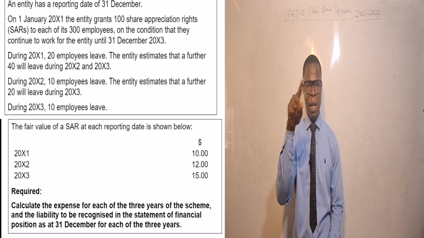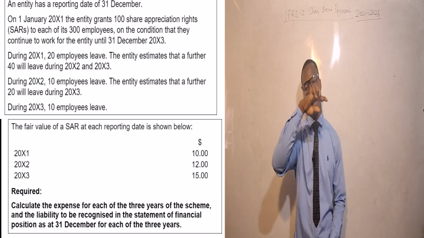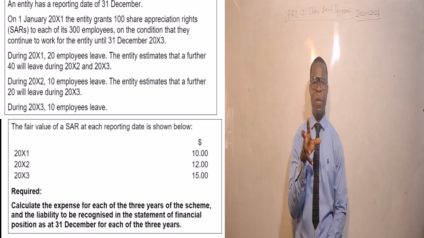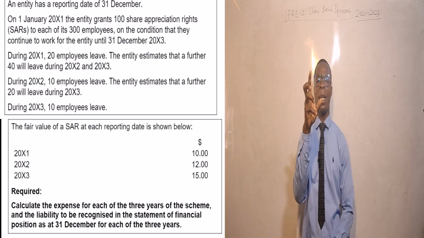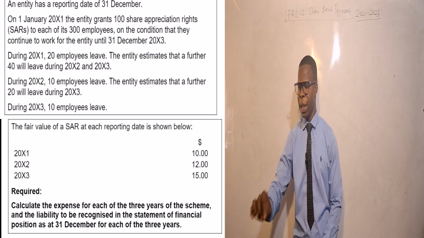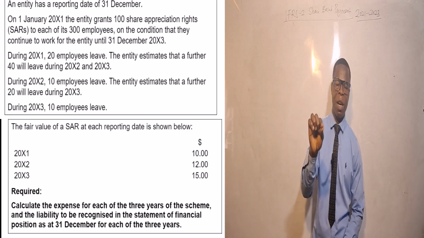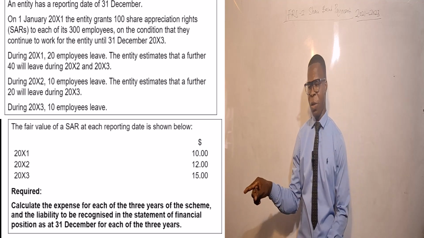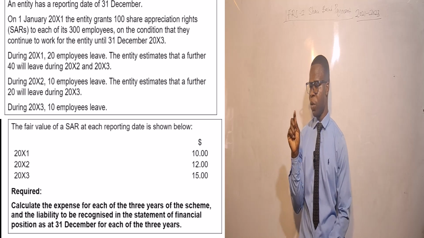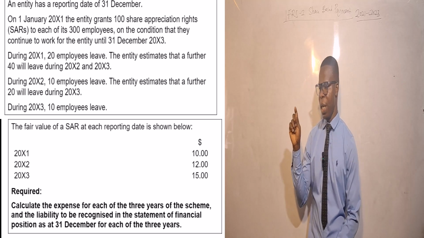We've established the difference between these when we were looking at the equity settled share-based payment. But once again, if you look at the question very carefully, they didn't give us any grant date price. But if you go down, they said the fair value of the share appreciation right has been given to us. In 2021 it is $10, 2022 is $12, and 2023 is $15.